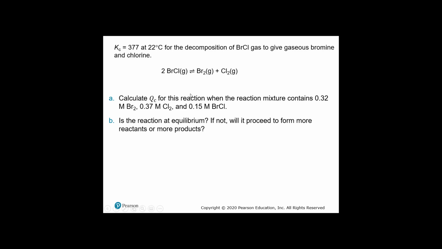So here, calculate Qc for this reaction when the reaction mixture contains 0.32 molar of bromine, 0.37 molar of chlorine, and 0.15 molar of bromine chloride. So we have the concentrations. We just have to plug them in to get the reaction quotient value. Once we get that, we can compare it to the equilibrium constant, and that will tell us where this reaction is.